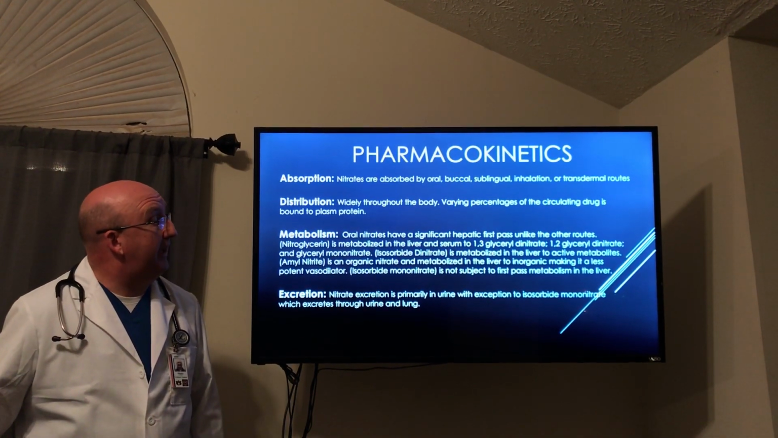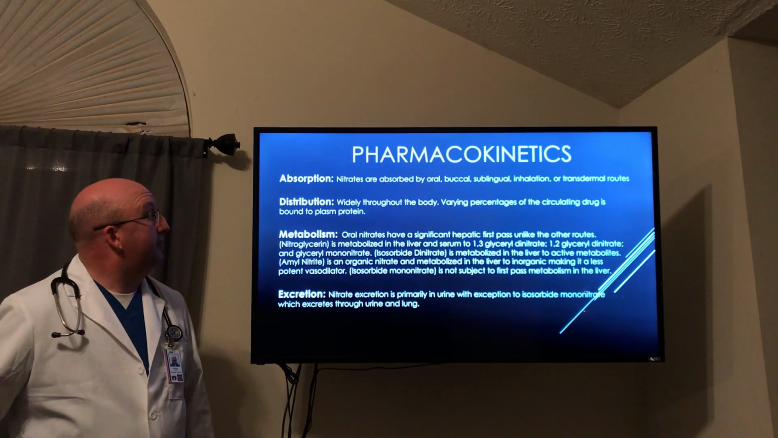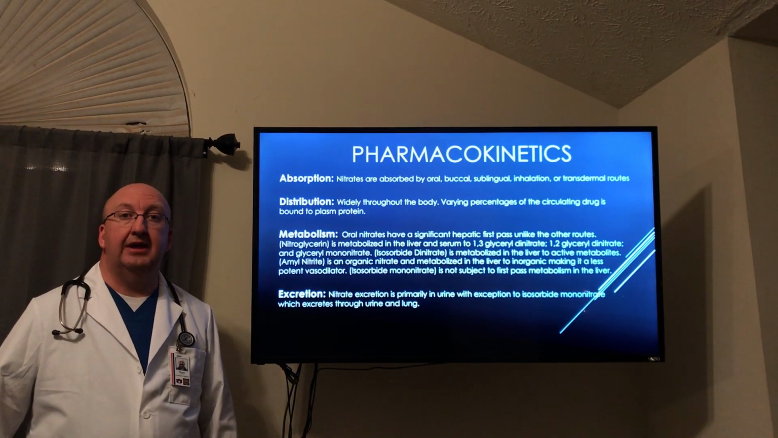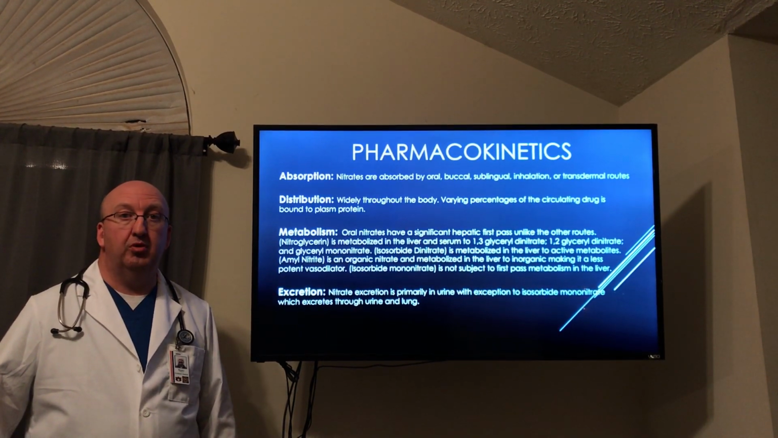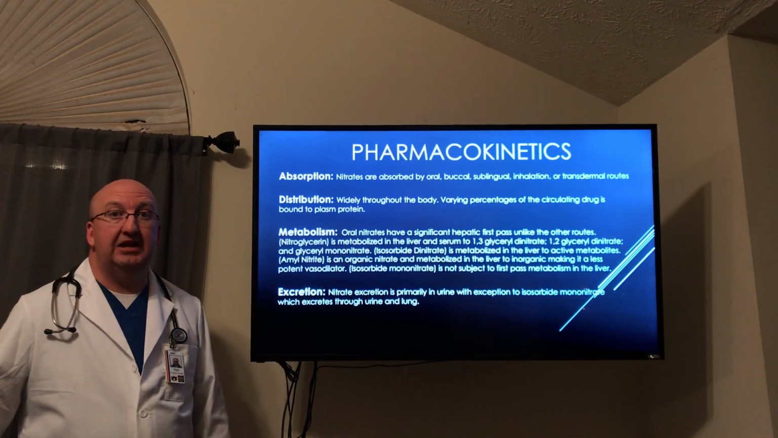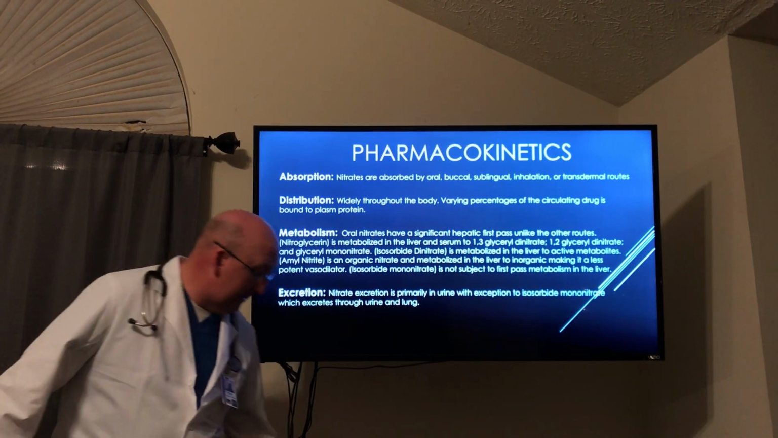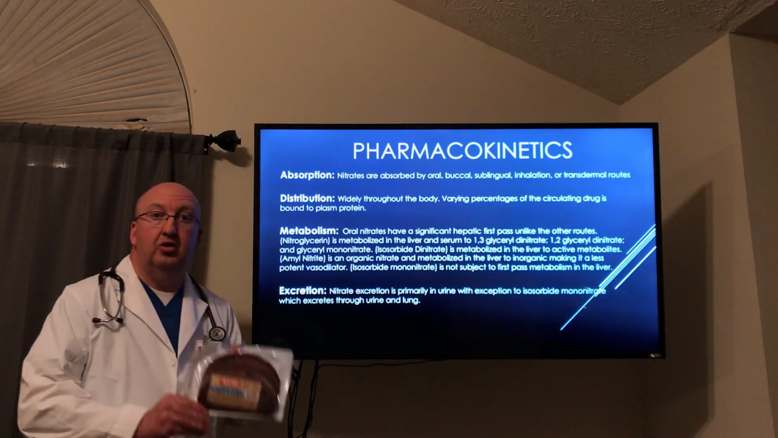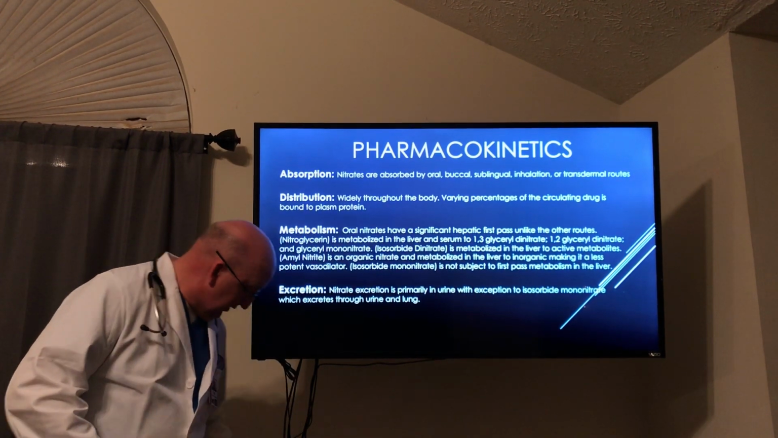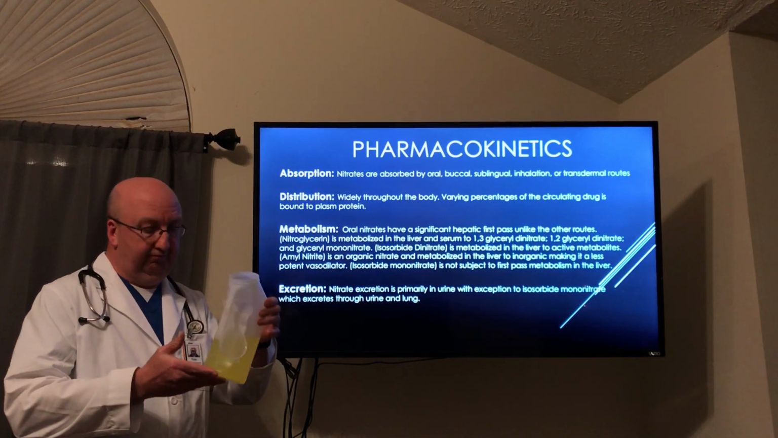Some of the pharmacokinetics for nitrates: it is absorbed by the oral, buccal, sublingual, transdermal, and inhalation routes. It is widely distributed throughout the body, and it is metabolized through the liver. It's excreted through the urine.